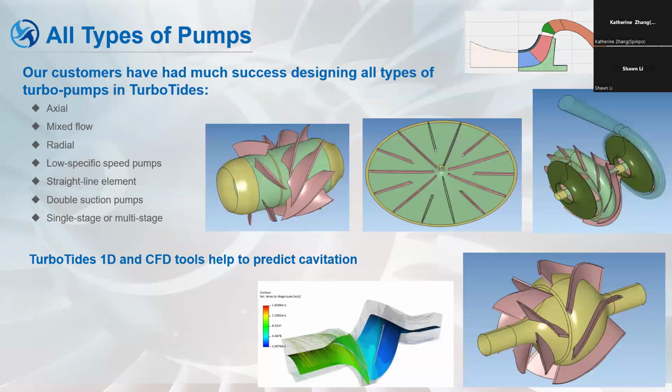So with TurboTides, we have the capability of designing just about any type of turbo pump you can think of: axial, radial, and mixed flow machines. We can model multi-stage machines with as many stages as you want. And in TurboTides, you can design special types of blades like radial element or axial element blades. With the software, you can design across the entire spectrum of specific speed, from really low specific speed pumps up to really high, and can model double suction pumps, multi-stage pumps.